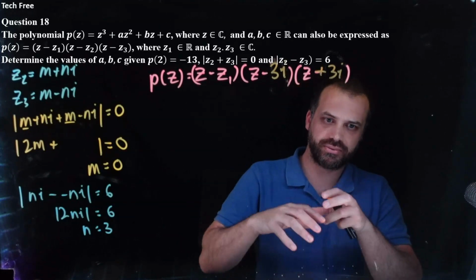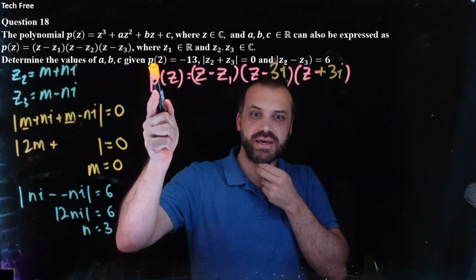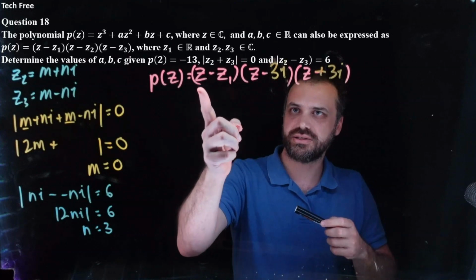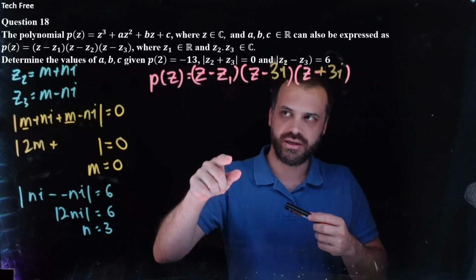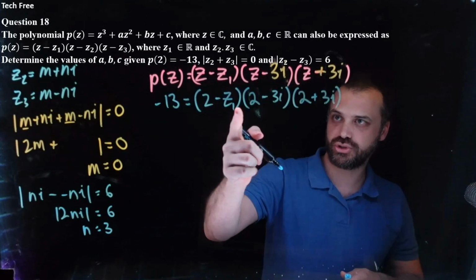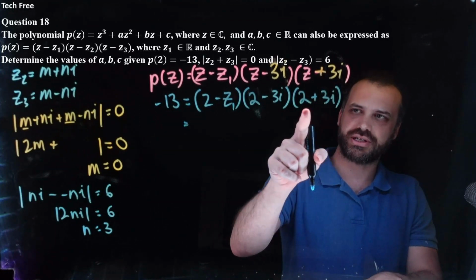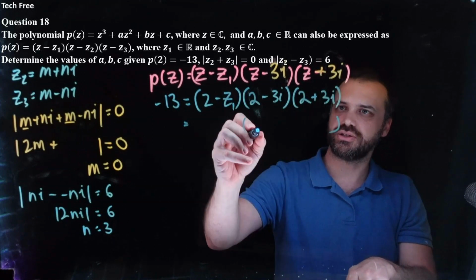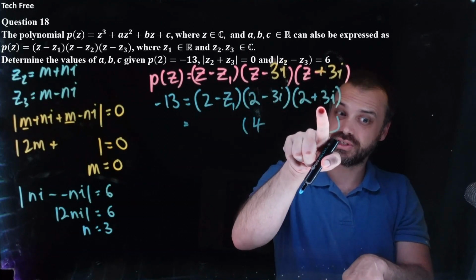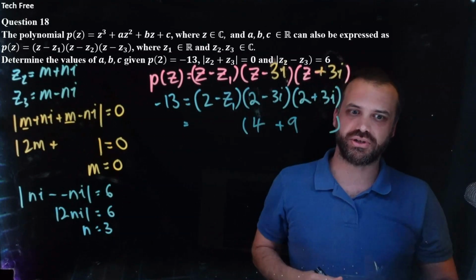Okay, now by process of elimination, the last thing they told us, or the first thing they told us, was P2 equals negative 13. So if I sub 2 for Z, it'll be equal to negative 13. So let's try that now. So I've just subbed 2 in for Z's, and negative 13 is going to be our answer. These are conjugates, so expanding them is probably the easiest thing to do. 2 times 2 is 4, and then negative 3i times positive 3i is negative 9i squared, positive 9. So that becomes a nice little 13 there.